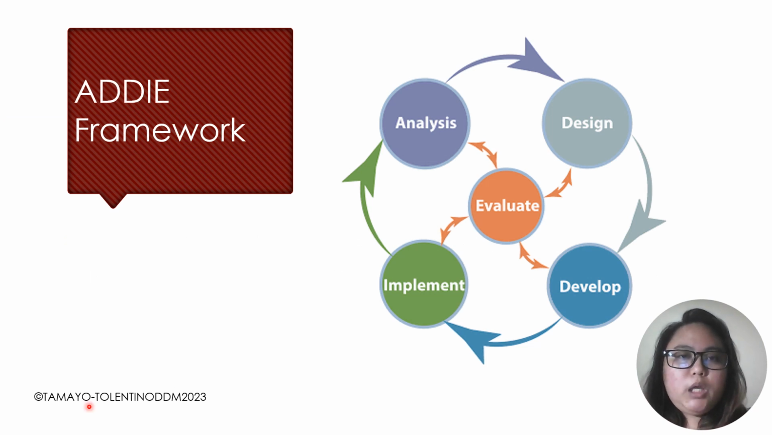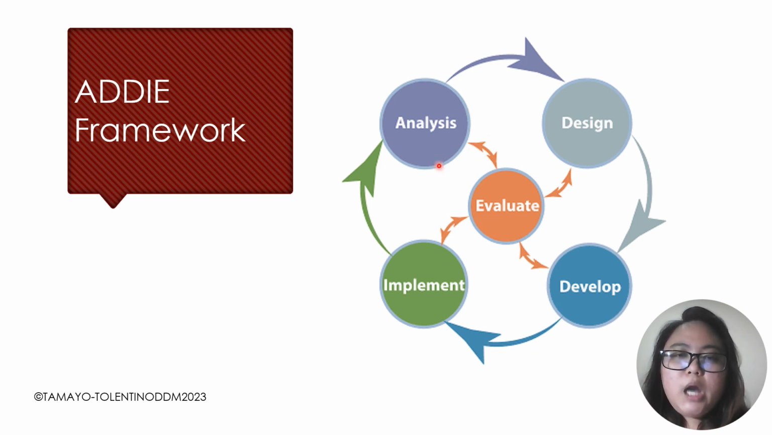The most commonly used instructional design model is the ADDIE framework, with each letter representing one step in the process of designing instruction. A is analysis, D is design, the other D is develop, I is implement, and E is evaluate. As we can see in this figure, the process of designing instruction is sequential, and it has to start from analysis, particularly if you are developing an entirely new curriculum.